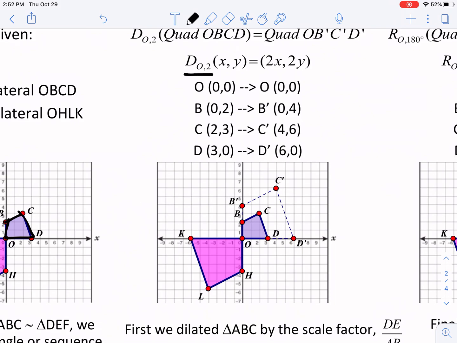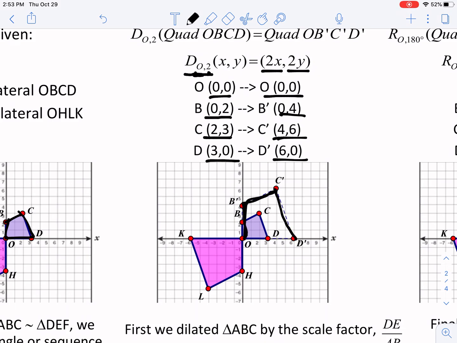I can dilate this, double the size, remember, at our center of dilation O, and then we're multiplying by a scale factor of 2. So if I take each of those points and double them, I multiply x by 2 and y by 2, just like we looked at with dilations. Then O, if I multiply 0 by 2 and 0 by 2, we still have 0, 0. If I multiply 0, 2 by 2, then 0 would still be 0, but 2 times 2 would be 4, okay? And 3 times 2 would be 6, and 0 times 2 would be 0. So those points would then go to O prime, B prime, C prime, and D prime, just like we see in this image here, okay?